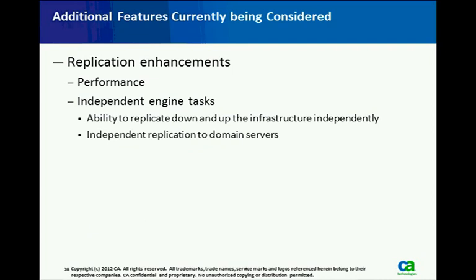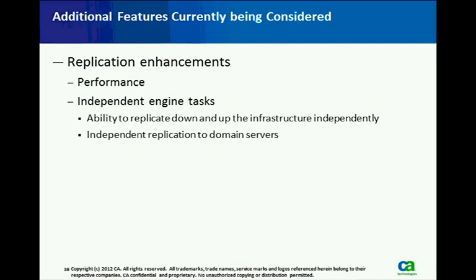And then we have some replication enhancements that we want to add. Right now, the engine tasks for replications from your enterprise down to your domain servers are all linked. So if you have one enterprise and you have 7 domain servers and you're replicating jobs down to those domain servers, you may have 3 domain servers where replication is complete fairly quickly, and you may have another domain server where it's taking a while.